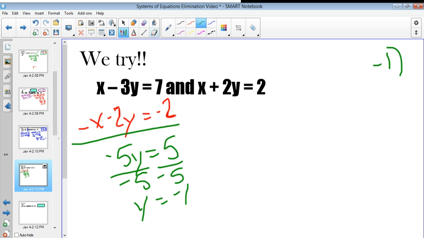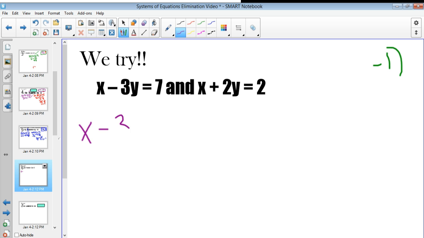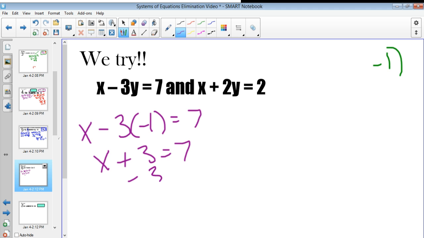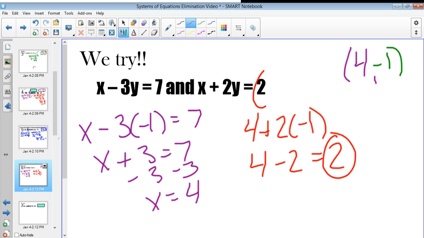Negative 1. And then I'm going to plug it back in. This time I'm going to plug it into this one. So I have x minus 3 times negative 1 equals 7. So x plus 3 equals 7. Subtract 3, subtract 3. x equals 4. So we think our answer is 4 comma negative 1. But we always want to double check. So we're going to plug it back in. 4 plus 2 times negative 1. So that's 4 minus 2 essentially, which is equal to 2. And 2 is equal to 2. So that is correct.